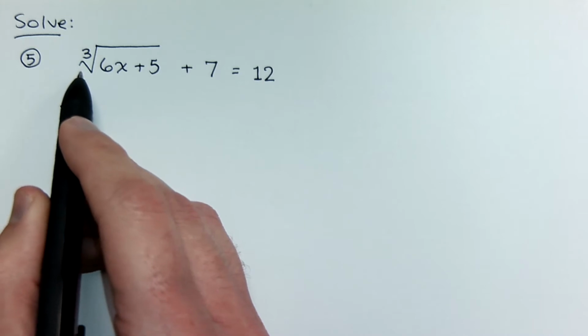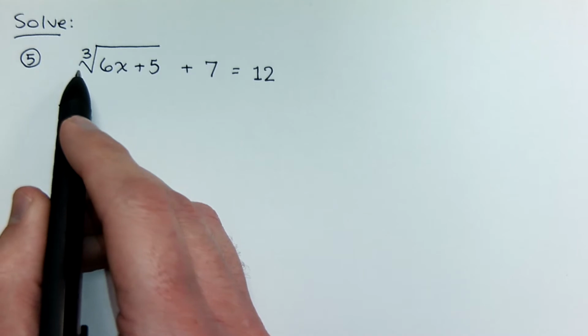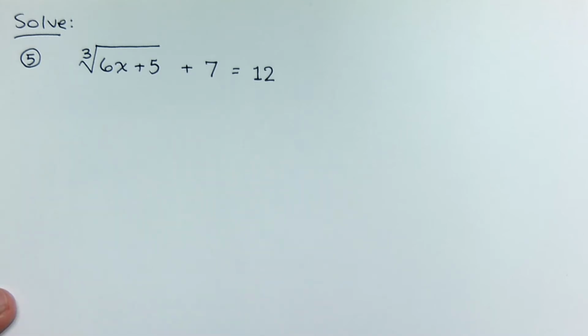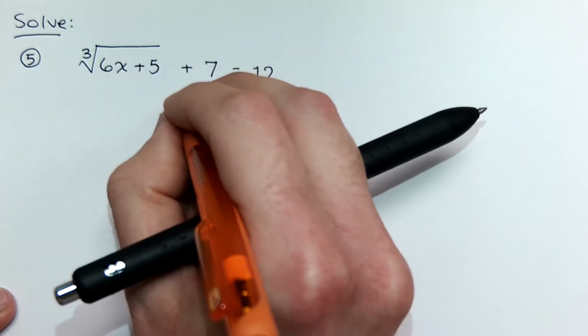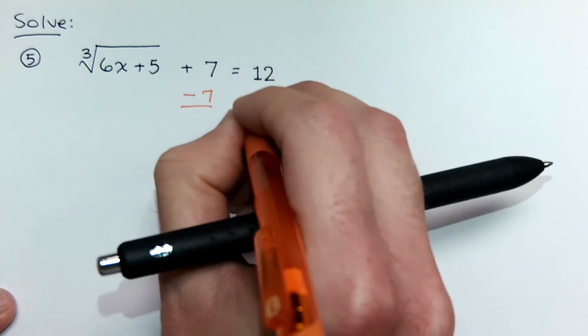Now, the way we get rid of the radical is by using the power property, but I can't even use that until the radical is totally by itself. We saw that a second ago when we had to use the square root property. We had to get the square by itself. So the radical needs to get by itself first. So I'm going to subtract 7 on both sides.